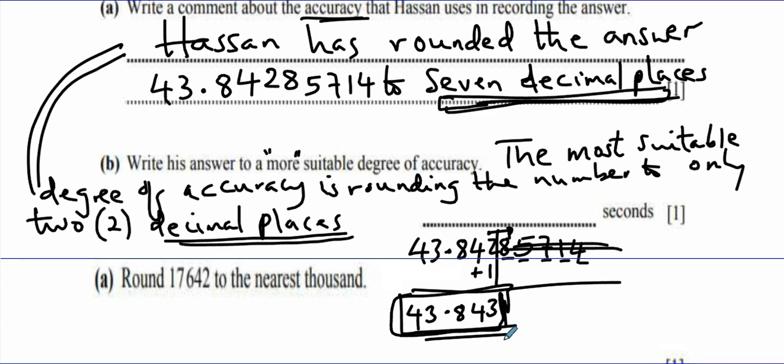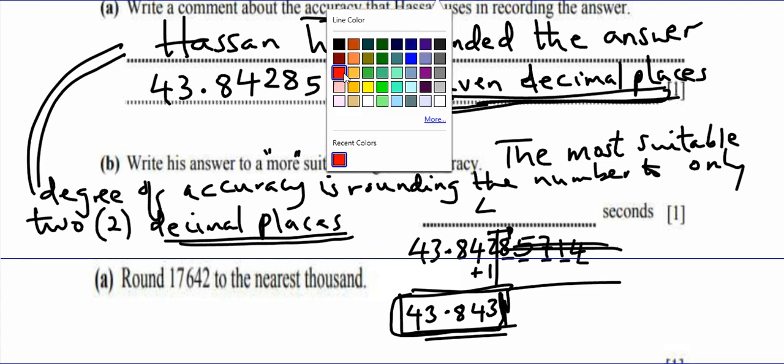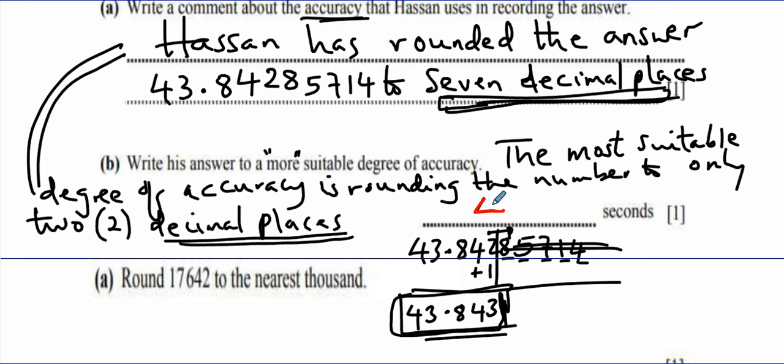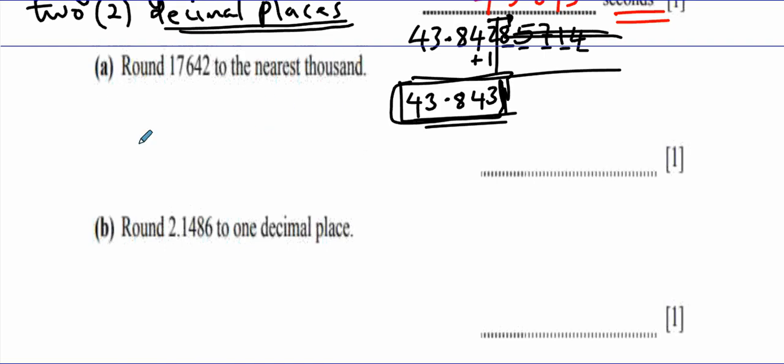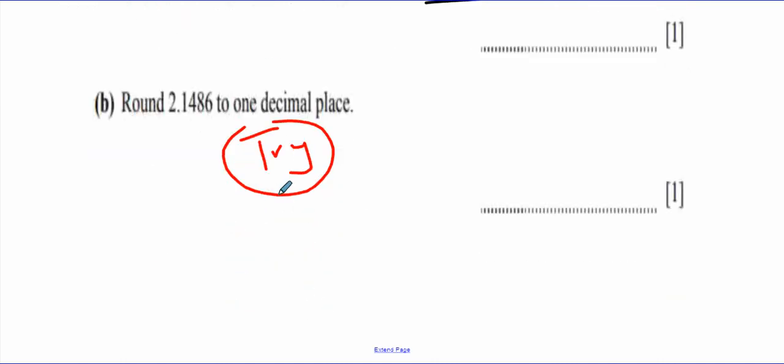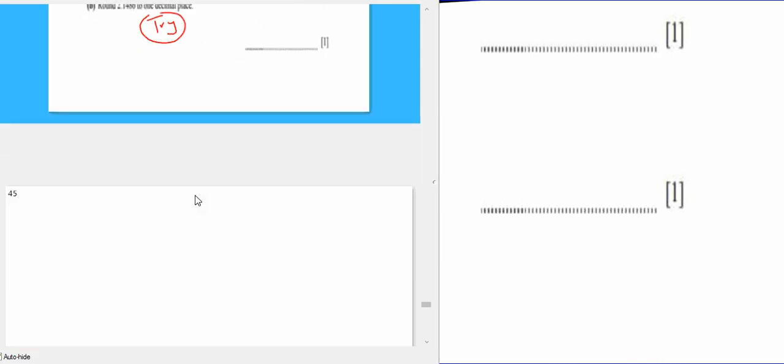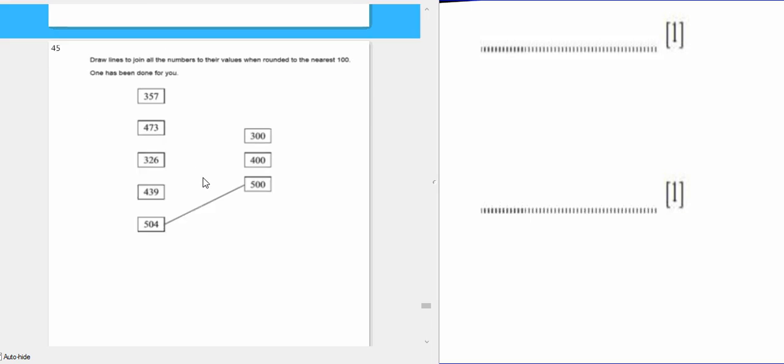Okay, can you see that? So the answer here will be only 3 decimal places. 43.843 is the best. Round this number to the nearest 1,000. You can try that. Round this to 1 decimal place. Also, you can try this. I've explained to you many times. Okay, let's go to another page.